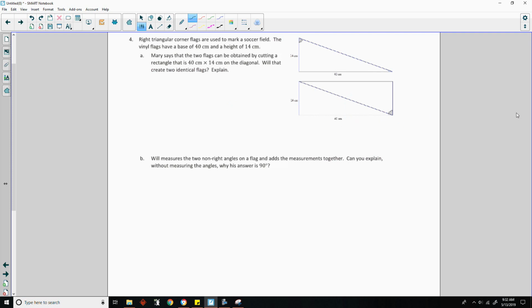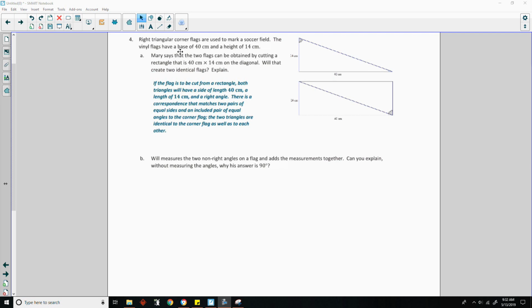Okay. So this is very wordy, so I'll just bring it in. Okay, so as I was saying, lots of words. If the flag is to be cut from a rectangle, here's the rectangle, both triangles will have a side length of 40 centimeters, a length of 14 centimeters, and a right angle. So what they're saying is this will be 40, and so that is, let me color code this, that is this side right here. Okay, that's 40, and therefore this is 40, because by definition of a rectangle, opposite sides are congruent.